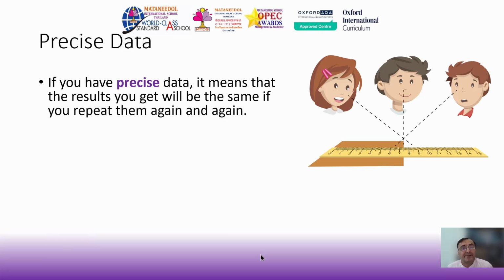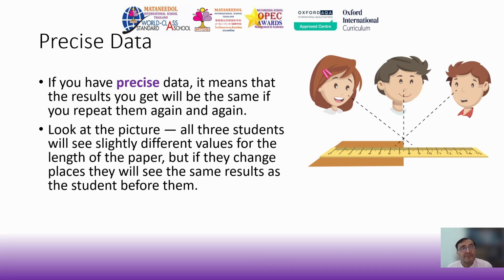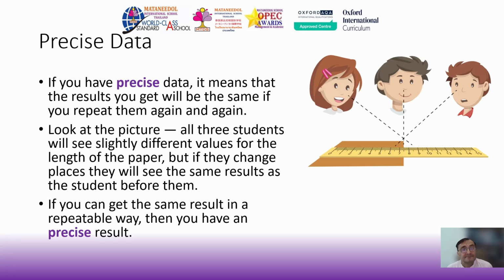If we have precise data, it means that the results we get will be the same if we do them again and again and again. So look at the picture again. All three students will see slightly different values for the length of the paper, but if they swap around, they're going to see the same results as the student before them. So the data is precise. So if we can get the same result in a repeatable way, we have a precise result. But remember, a precise result may not necessarily be accurate.